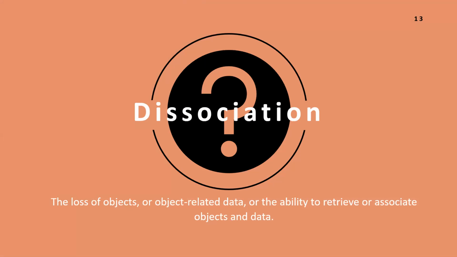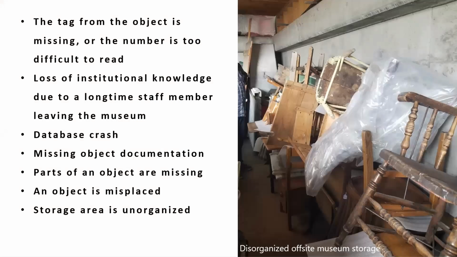So the third one, disassociation. This is the loss of objects or object-related data, or the ability to retrieve or associate objects and data. So why is this a risk? Well, essentially, the object doesn't necessarily lose its value, but when you don't have the history of it, it makes it really hard to be usable. So say the tag from the object is missing or the accession number is too difficult to read. You're not going to know who donated it, where it came from, or its relevant history without that information.